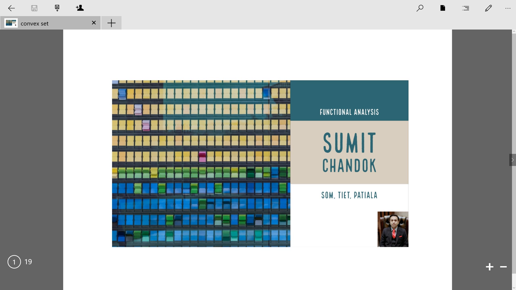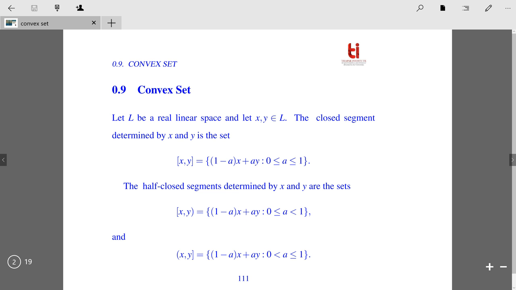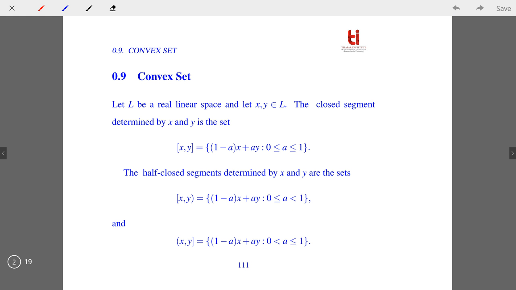Good morning. In this lecture, we will discuss convex sets, some of their properties and results. So, let L be a linear space and x and y belong to L. The closed segment determined by x and y is the set of all (1 minus a)x plus ay such that a lies between 0 and 1.